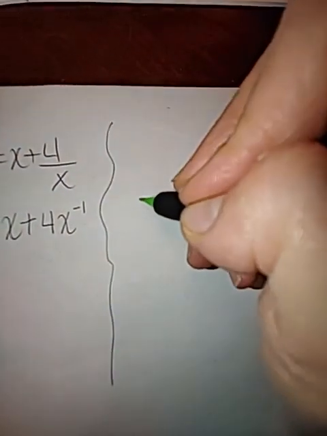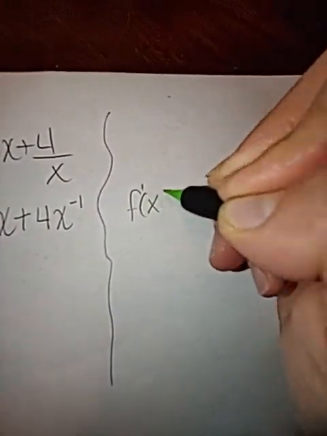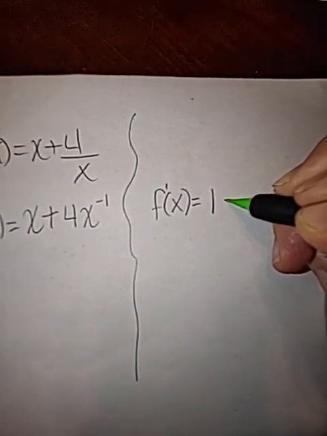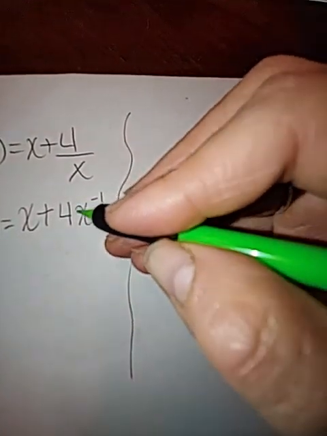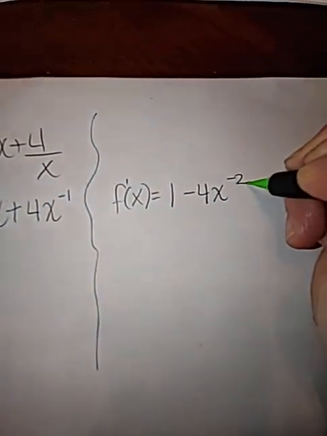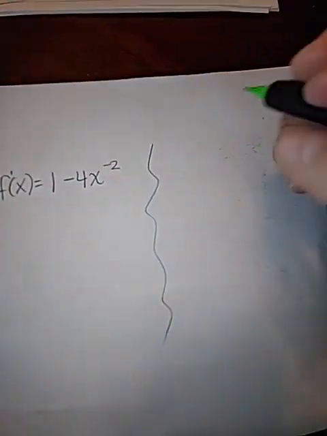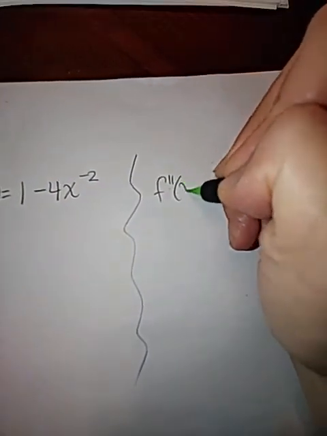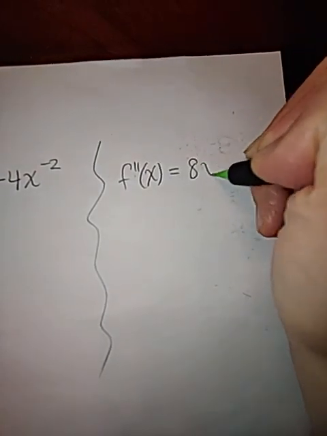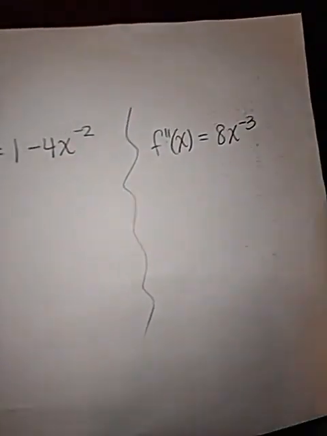Okay, first derivative, I have 1 minus, because the negative comes down, 4, x to the subtract 1, I get -2. Second derivative, I have 8, x to the -3.